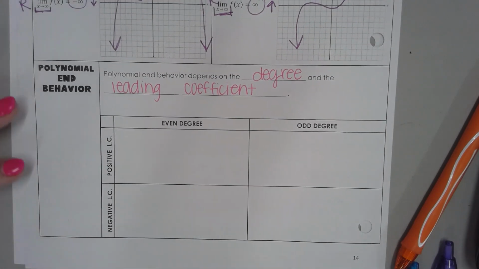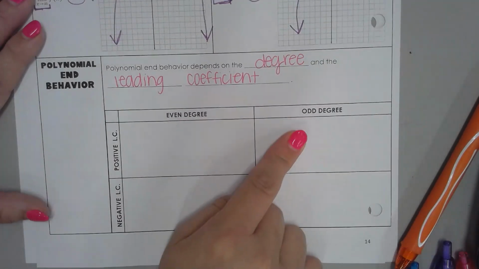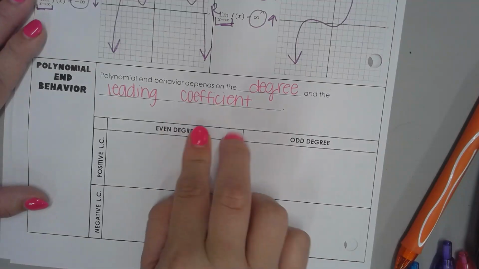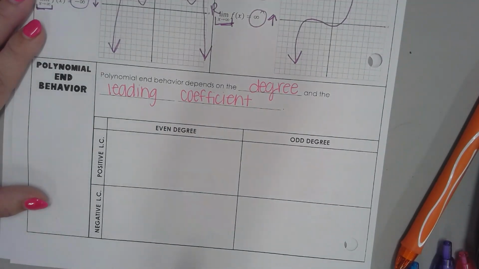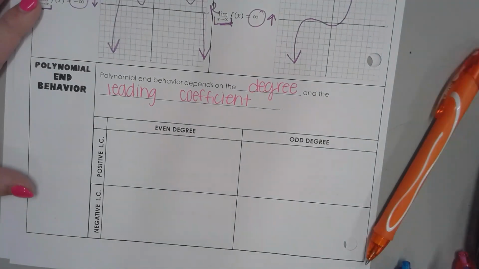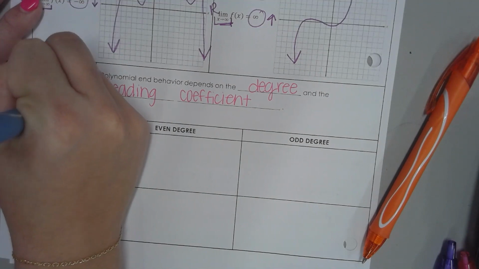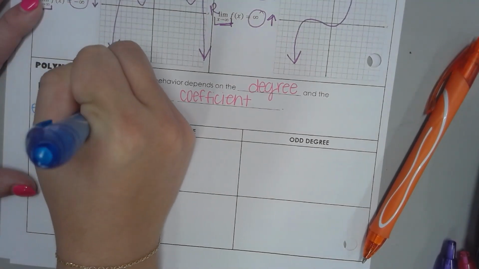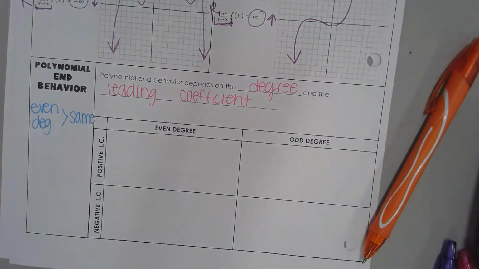For your degree, we're looking at if it's an even number or an odd number. Be careful, we're not talking about even and odd in the sense that we did yesterday. If the degree is an even number, your arrows point in the same direction. They'll either both point up or both point down. So x squared, x to the 4th, x to the 6th, arrows both point up or both point down.